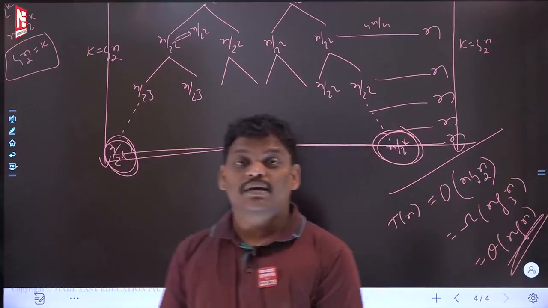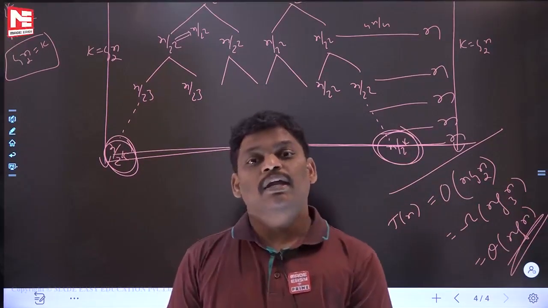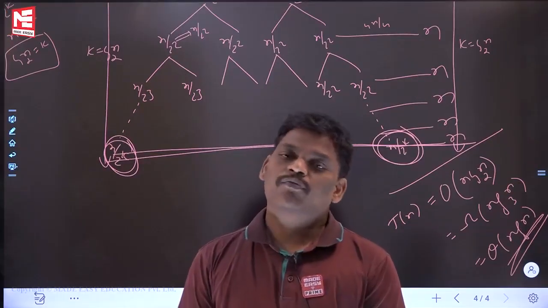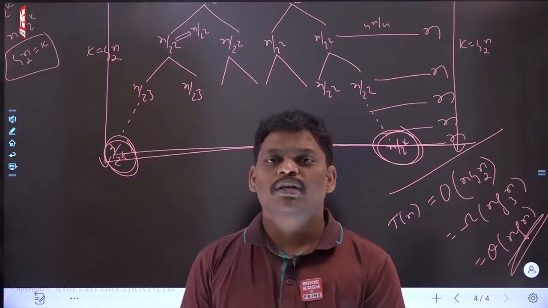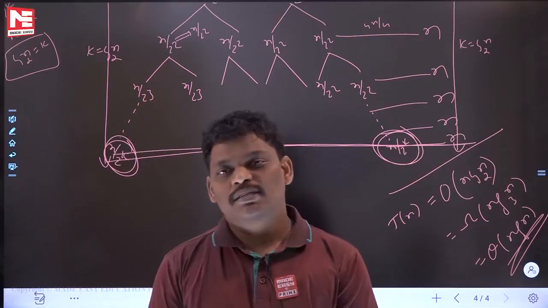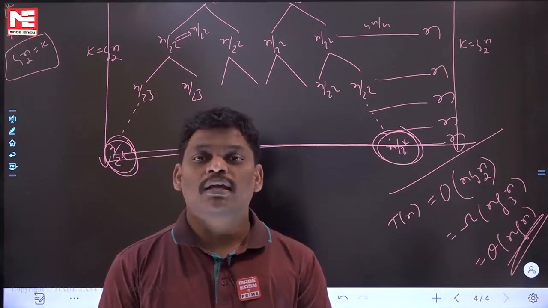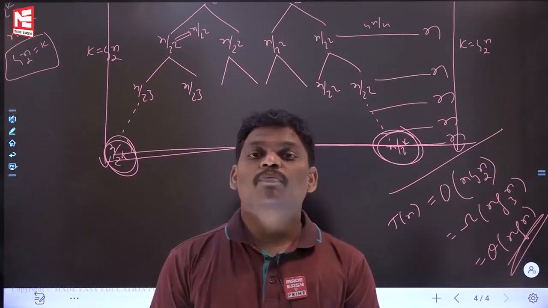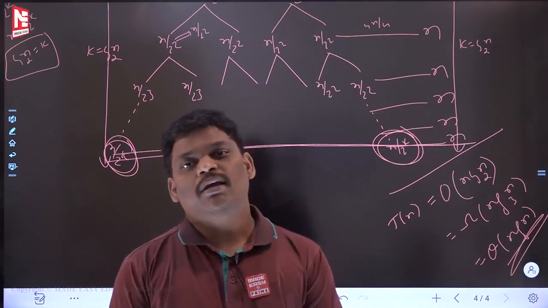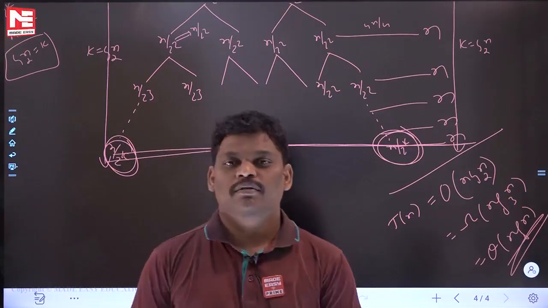Previously, left height and right height were not equal. Left and right were asymptotically equal, but mathematically not equal. But here, left and right are mathematically equal and also asymptotically equal. So finally, the previous answer and this answer are the same. Previously it was n log n, here also n log n. Previously asymptotically n log n, right? But here mathematically n log n, because both have the same height.